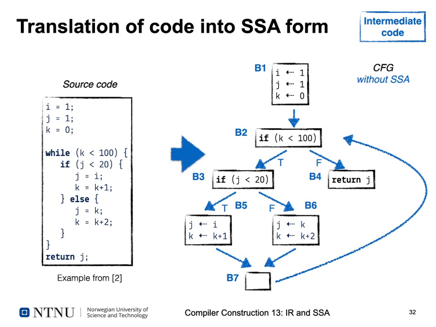So let's take a look at a complete example of translating source code into static single assignment form. We have an example here which includes some variable assignments, a while loop, and an if-then-else condition, and finally we return the value of variable j here. So the first thing we do is we split our source code into basic blocks.